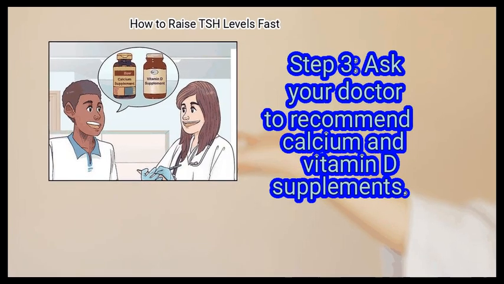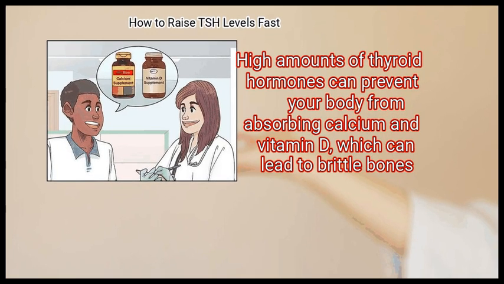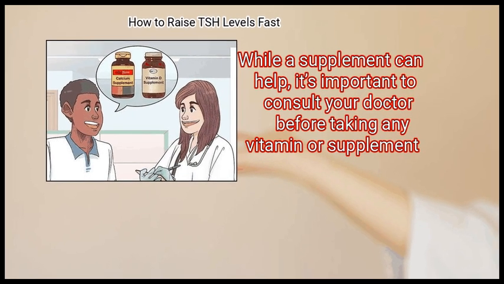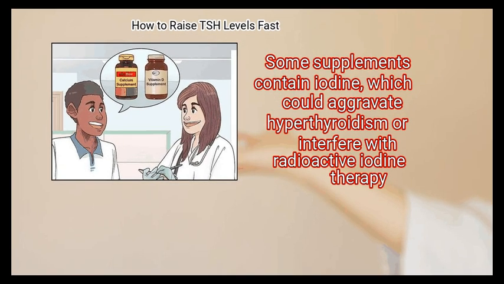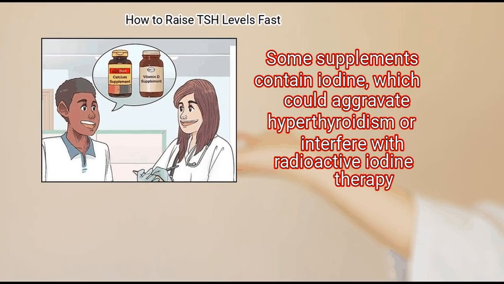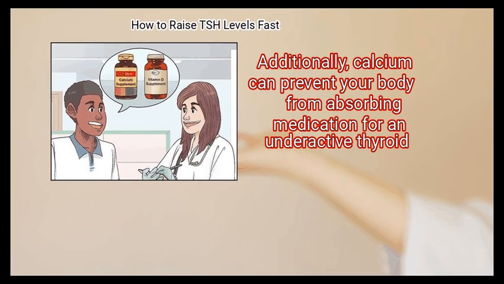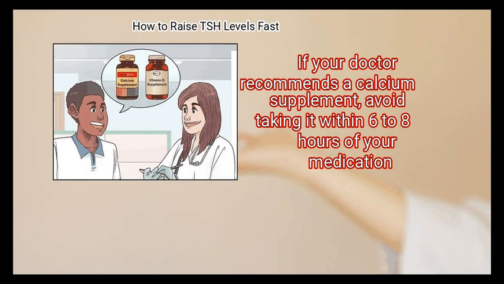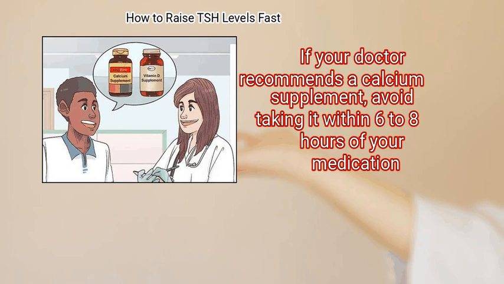Step 3. Ask your doctor to recommend calcium and vitamin D supplements. High amounts of thyroid hormones can prevent your body from absorbing calcium and vitamin D, which can lead to brittle bones. While a supplement can help, it's important to consult your doctor before taking any vitamin or supplement. Some supplements contain iodine, which could aggravate hyperthyroidism or interfere with radioactive iodine therapy. Additionally, calcium can prevent your body from absorbing medication for an underactive thyroid. If your doctor recommends a calcium supplement, avoid taking it within 6 to 8 hours of your medication.